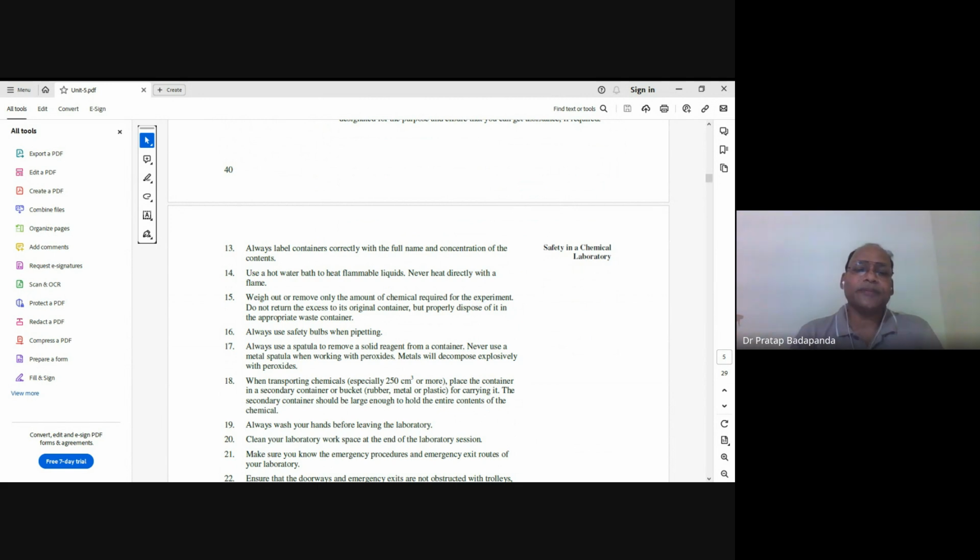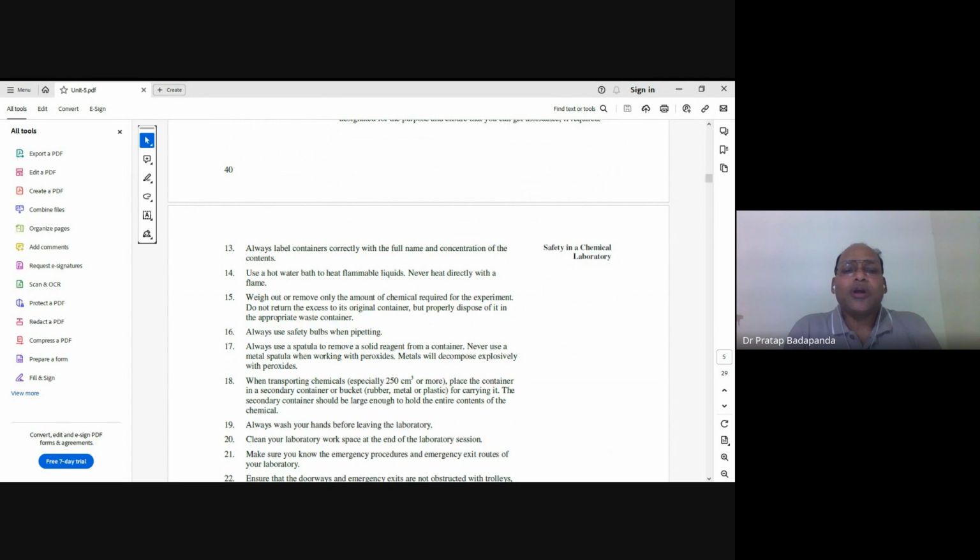Next, always label containers correctly with the full name and concentration of the contents. If you are keeping any kind of acids or chemicals, and transferring from a big container to a small container, it should be labeled with the proper name. Suppose you are using concentrated hydrochloric acid, you have to mention it so it is properly visible: concentrated HCl, dilute HCl. Don't make the label small, make it bigger, properly visible.